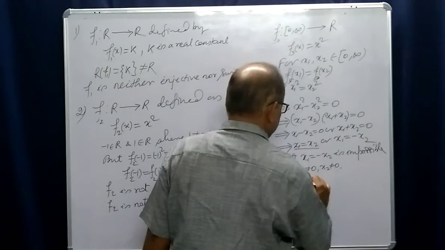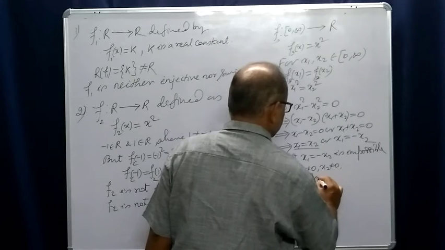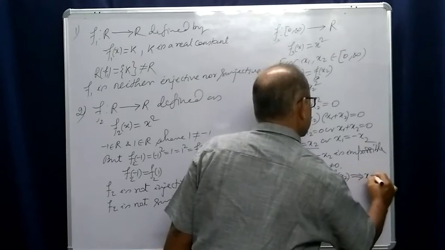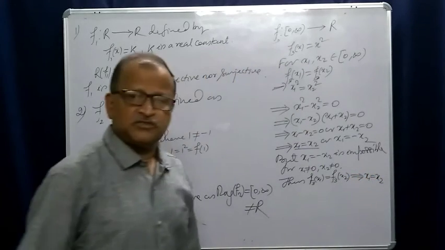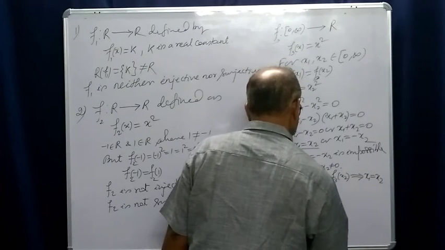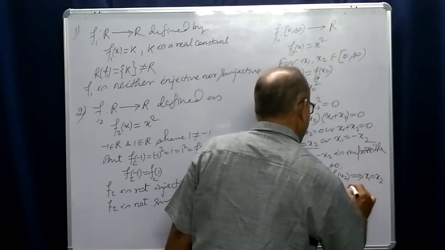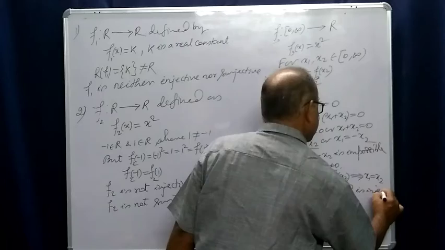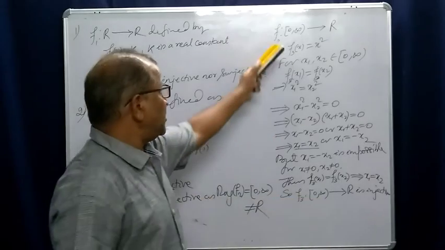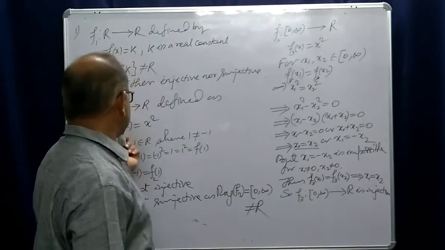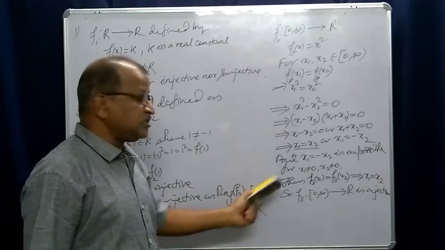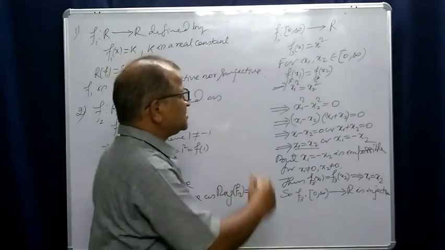Thus, f3 of x1 is equal to f3 of x2 implies x1 is equal to x2. Right. So f3 from 0 to infinity to R is injective, right? It is injective. By restricting the domain, here the domain was R, but now the domain is the non-negative real numbers. So here it is injective. But you see it is not surjective.